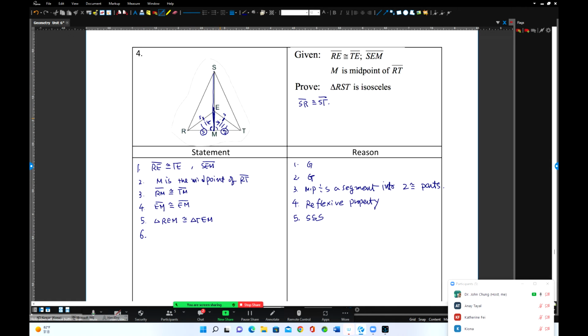So angle, I'm gonna use RMS. Angle RMS congruent angle TMS. This is CPCTC. It's okay. They're congruent. Each one is the right angle. We know that. Okay. Now we got the side already. Now we got the one angle already. Now another side. There's a side angle side. Okay. So you have to say this one, SM congruent SM, reflexive again.